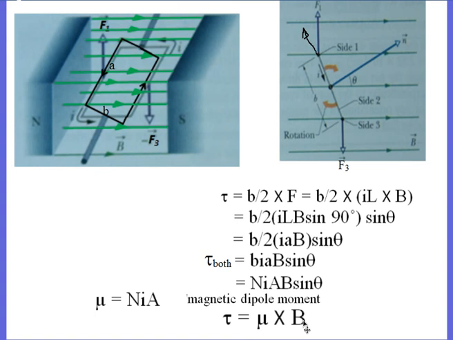Isn't that lovely? It's exactly the same result that we got when we were talking about electric fields and electric dipoles. Remember, it was a p was the symbol for an electric dipole, but the torque was equal to the dipole moment crossed with the electric field, a capital E here. So this is a cross product of two vectors.